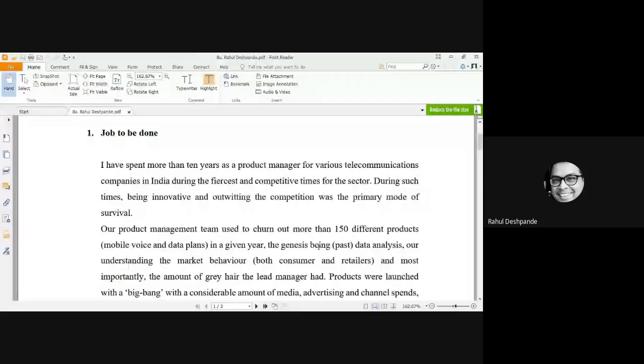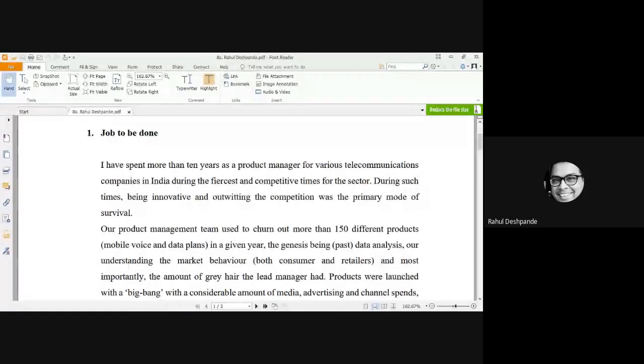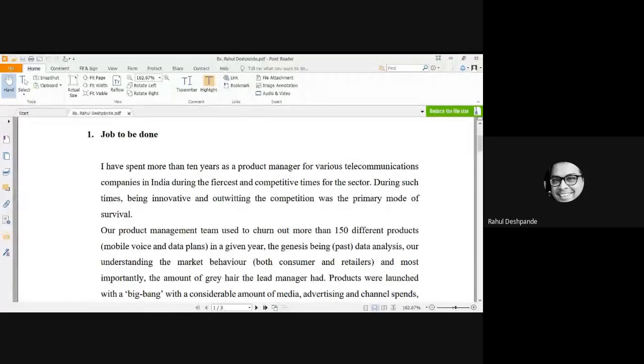I wish I had done this course 10 years ago because the problem that I'm trying to solve instantly struck me when we were going through this course. I could have really saved a lot of time and productivity for my ex-employer. I was a product manager and I've worked with a lot of telecom companies in the days when the telecom wars were at their fiercest, between 2005 and 2015.